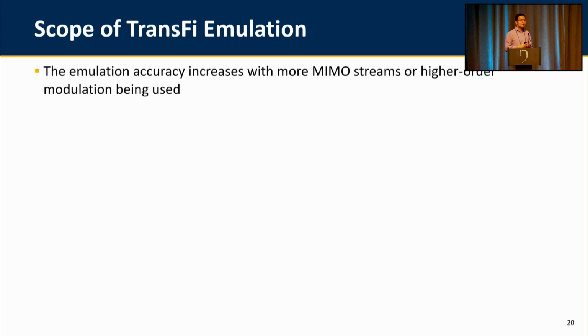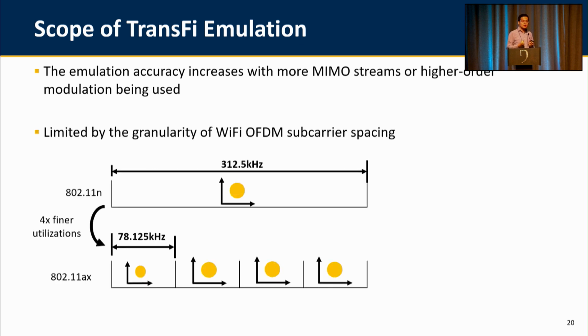So with all these results, it seems that TransFi can achieve very high emulation accuracy, but then the question is, what's the scope, right? So obviously, we never expect TransFi to have magical capabilities to be able to emulate everything. So in the first place, you can see the emulation accuracy of TransFi will generally increase if you are using more MIMO streams or using higher order modulations, which bring extra variability of the signal waveforms. But on the other hand, the main limitation of TransFi emulation is that the granularity and accuracy is basically limited and capped by the existing OFDM subcarrier spacing in commodity Wi-Fi.